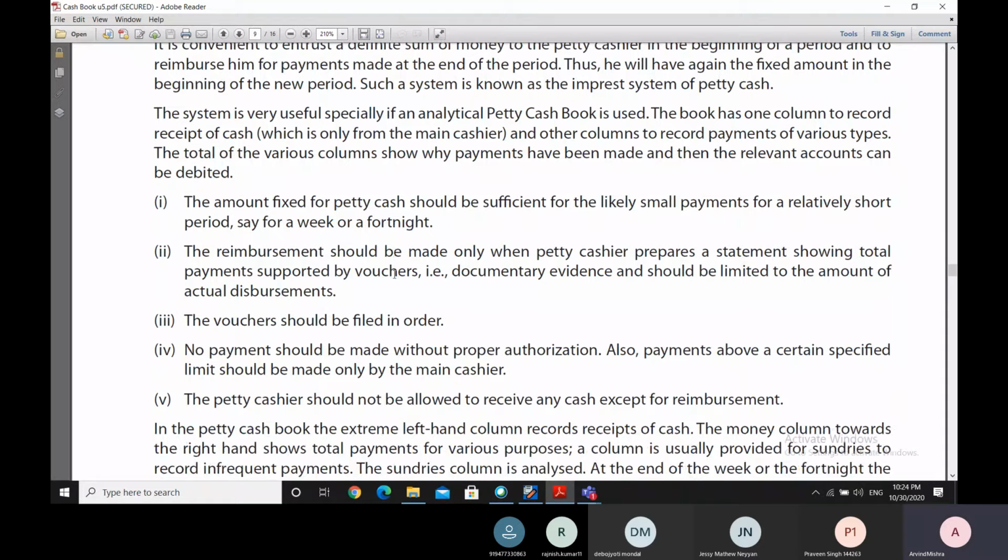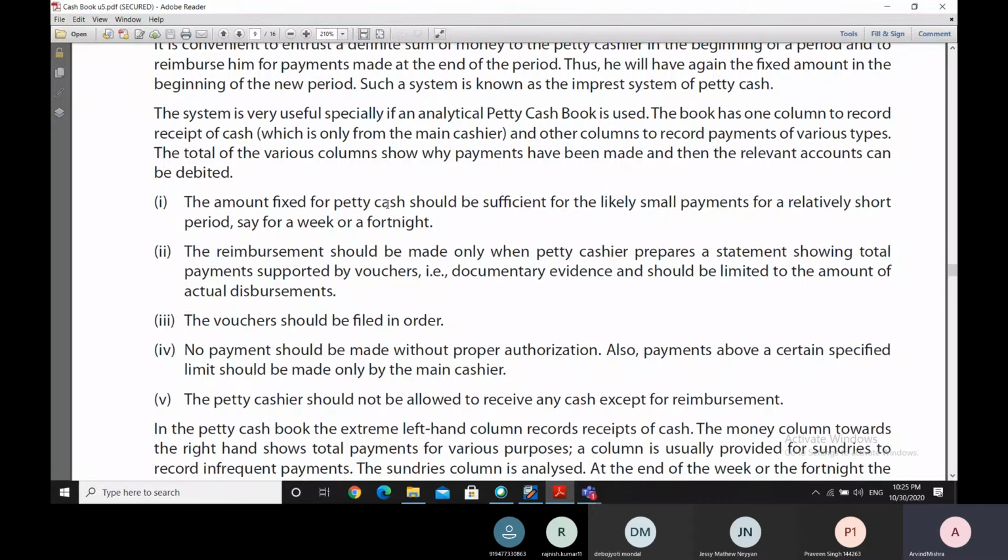Now here we have to take care of a few things. So number one, the amount which is fixed for petty cash should be a sufficient amount for the likely small payments for a relatively short period of time. Say the short period of time could be 1 week or 15 days, fortnight. Number two, the reimbursement which is made, it should be made only when the petty cashier makes a statement showing the total payment supported by vouchers, that is the documentary evidence, and this reimbursement should be limited to the amount of the actual disbursements made by the petty cashier.